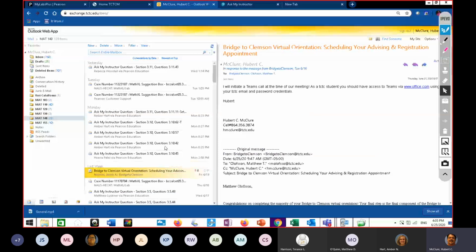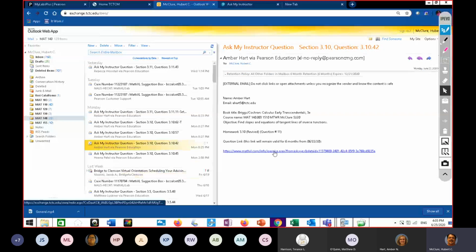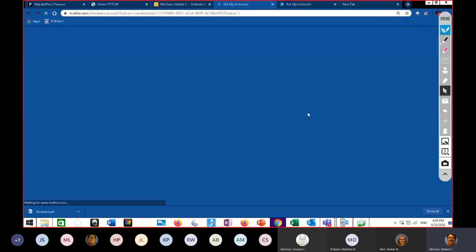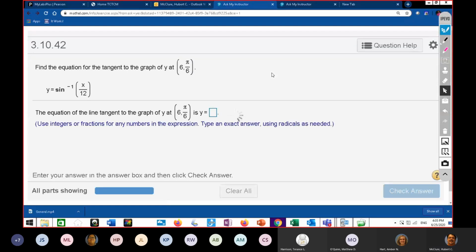Okay, 310, 45, 42. 310, 42/11. We just did 10. I feel like I'm doing y'all's homework. All right. Find the equation for the tangent. Okay. They give you a point. So you got to find the slope. So we got to find the slope for this one. And I can tell you right now, the derivative of sine inverse is what? 1 over the square root of 1 minus x squared. So I'll go ahead and write all that down first.